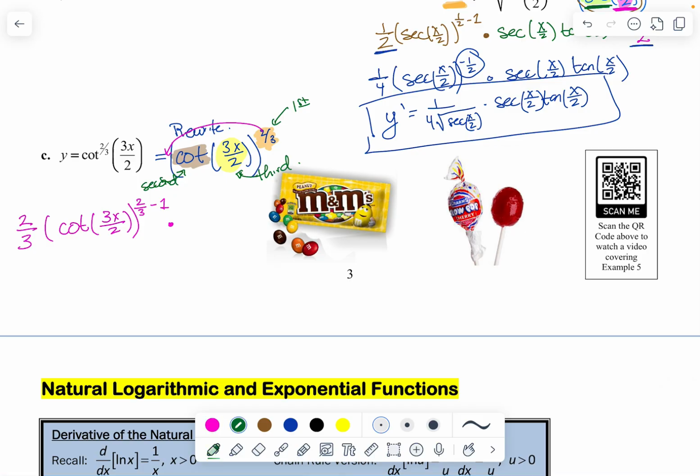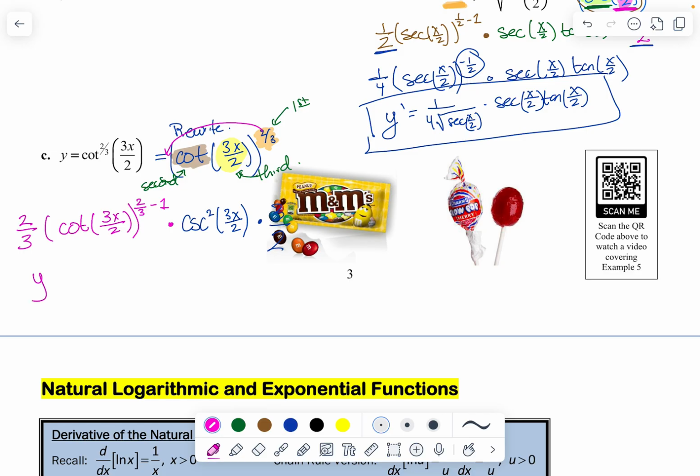So the derivative of cotangent is going to be cosecant squared of the third stuff. And then the last part is going to be the derivative of 3/2 x, which is just 3/2.